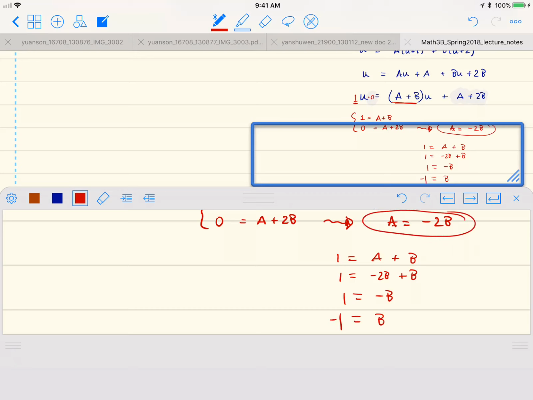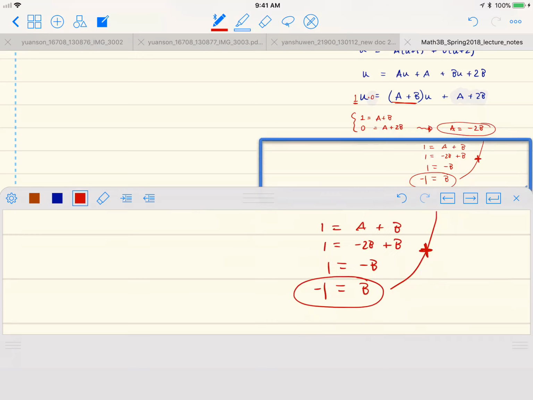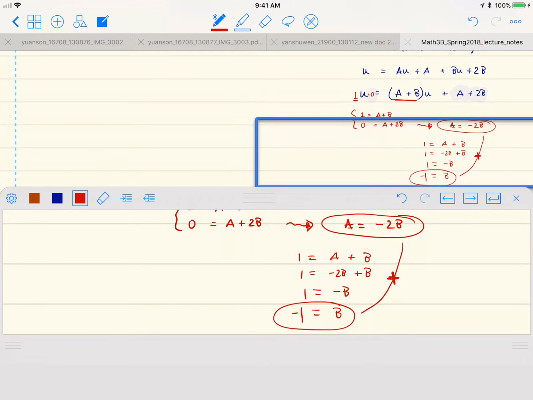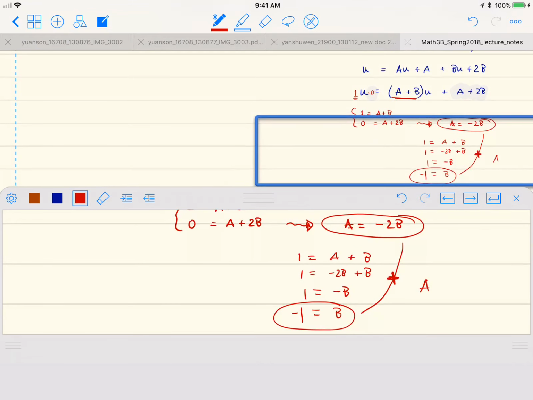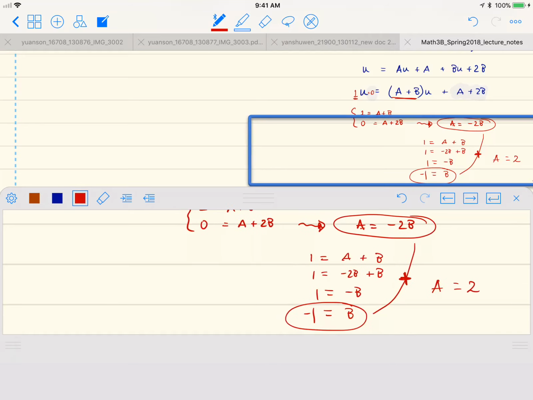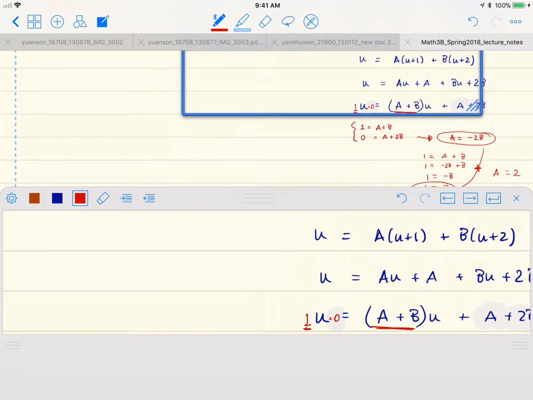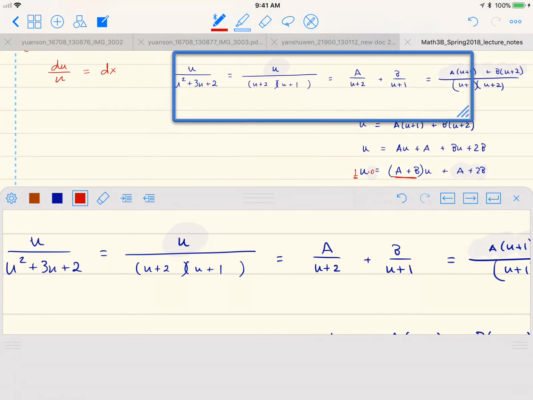And now I add these two pieces of knowledge to tell me that a must be, because a is negative 2 times b, if b is negative 1, then a is 2. Good. So a is 2 and b is negative 1. So I can go back here and put a is 2 and b is negative 1, for u squared plus 3u plus 2.